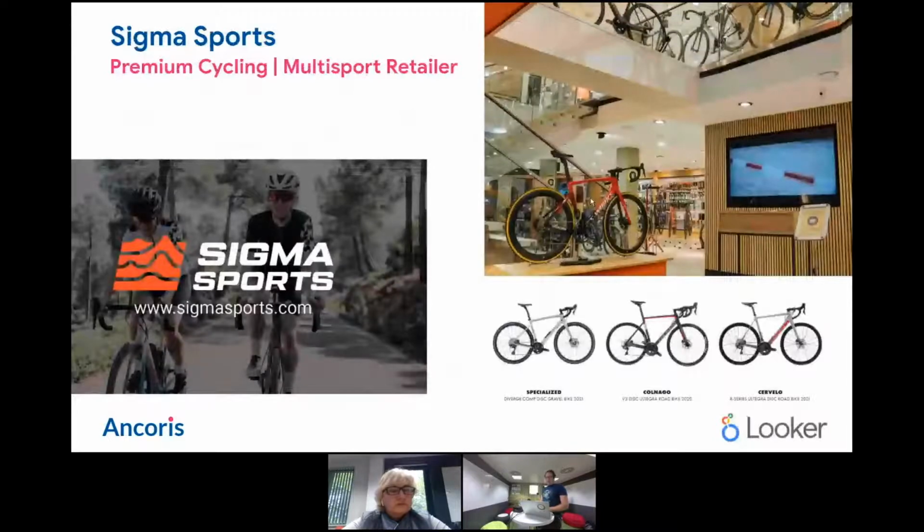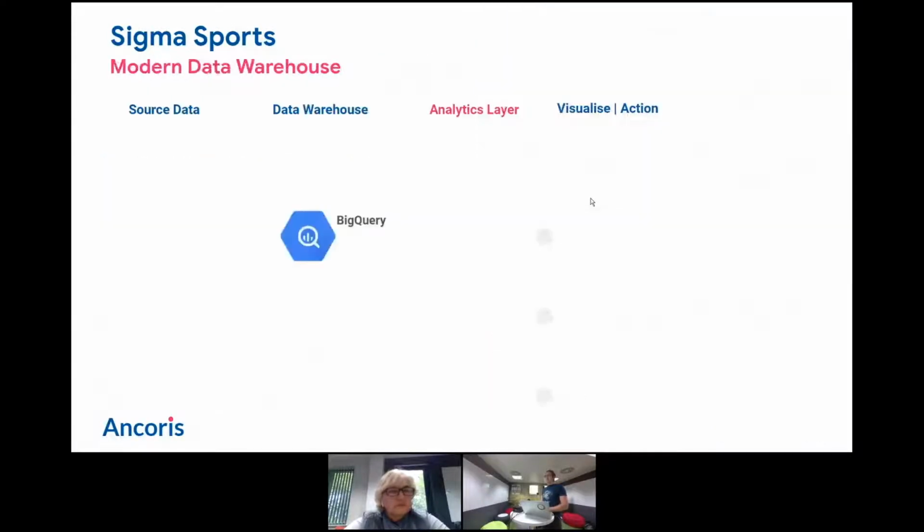Now, in the last session, we covered Sigma Sports. It's a client we're working with at the moment. They are a premium cycling and multi-sport retailer. They've got a couple of big experience-based stores in the UK, but most of their activity, their sales are online. And we talked through these slides.